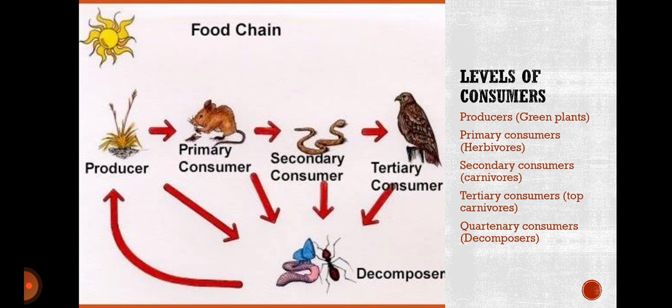Quaternary consumers are nothing but decomposers which feed on the dead tertiary consumers. This is an example of a food chain which states that the producer is eaten by the primary consumer, and that primary consumer is eaten by the secondary consumer, that is the snake, and the snake is eaten by the hawk, which is the tertiary consumer. When the hawk dies, it is consumed by the decomposers. They are nothing but bacteria, fungi, insects, etc.